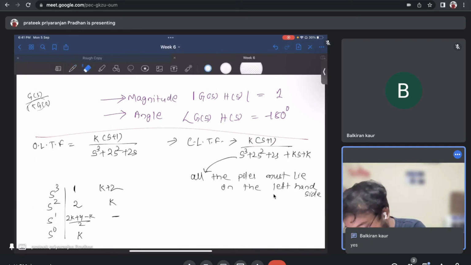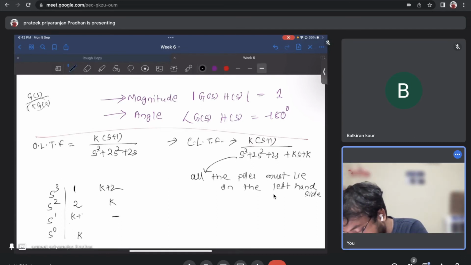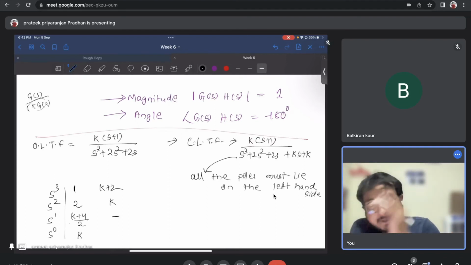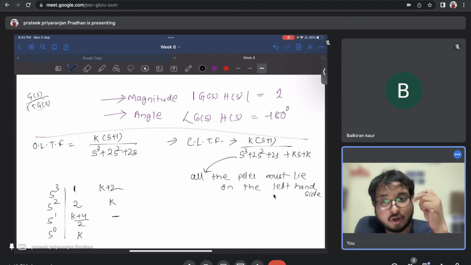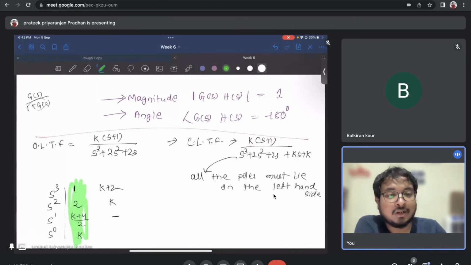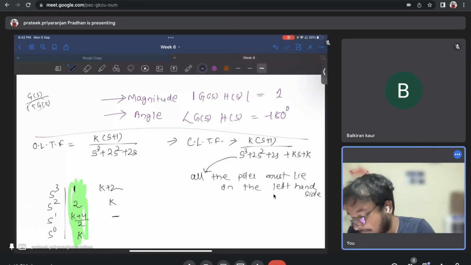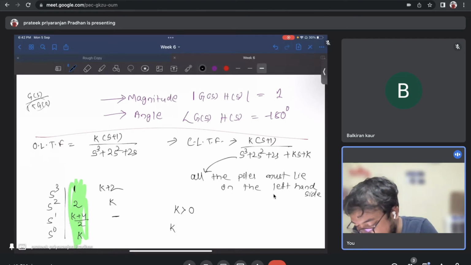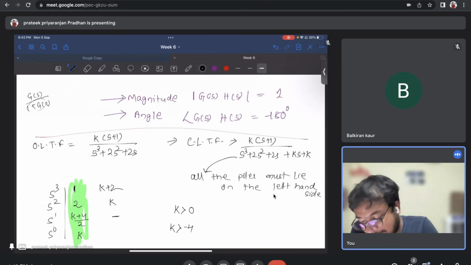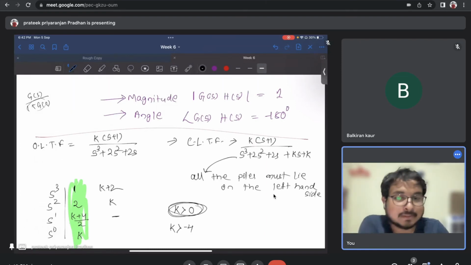So if we simplify it, it will be K plus 4 whole divided by 2. Okay, so my condition says if there is no sign change on the first column, this is my first column, then I can assure all my poles are on the left hand side. So for no sign change, my K should be greater than 0 and my other condition is K should be greater than -4, so that all the elements will be positive. So that means my condition should be K is greater than 0.